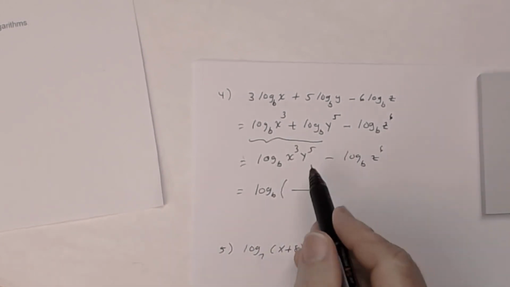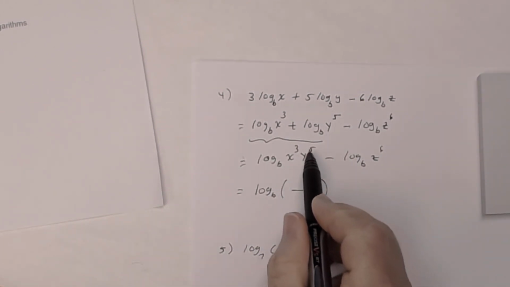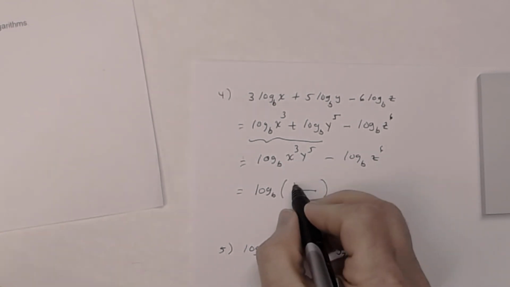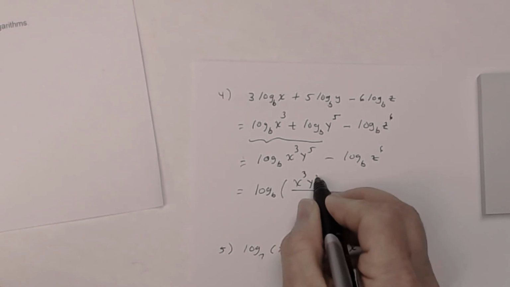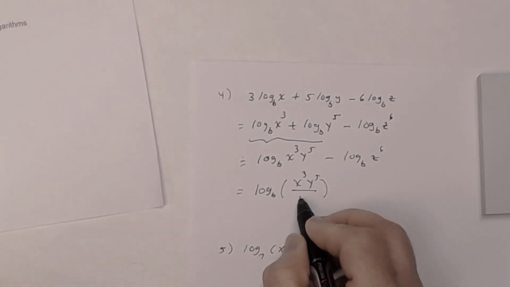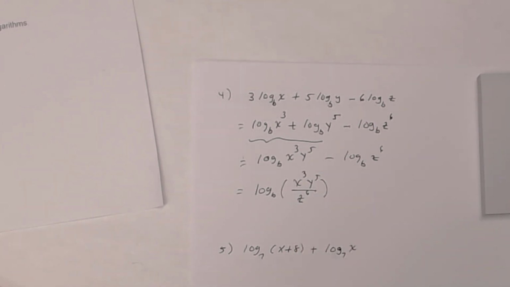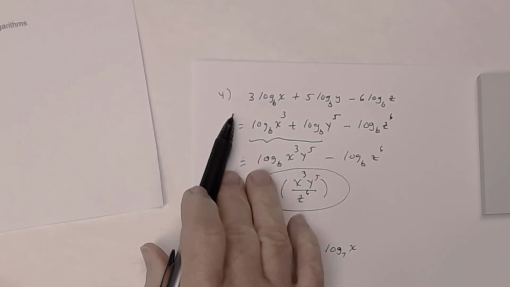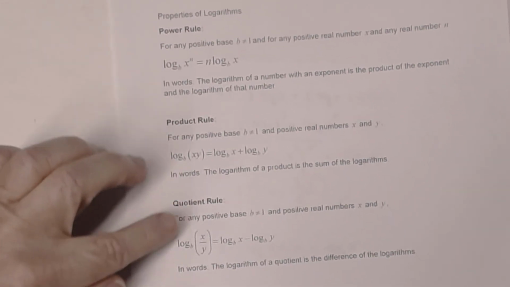Okay. And the numerator is this first logarithm, the argument, so it'll be x cubed y to the 5th, and the denominator is this argument, so z to the 6th, and that's it. You wrote it as a single logarithm. But notice the process you go through. In every single case, we use just those three properties.